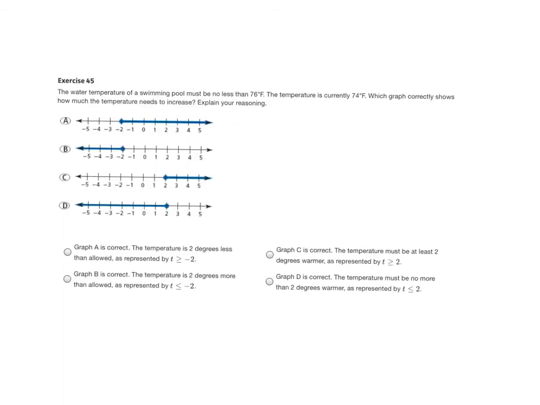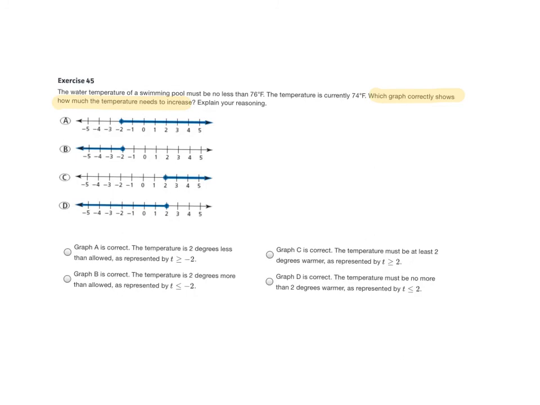Alright, exercise 45. The water temperature of a swimming pool must be no less than 76 degrees Fahrenheit. The temperature is currently 74 degrees Fahrenheit. Which graph correctly shows how much the temperature needs to increase? Explain your reasoning. Well, the one thing that you want to be really careful of on this one is the question. The question is, which graph shows how much the temperature needs to increase? So how much does the temperature need to increase to go from 74 degrees up to 76 degrees?